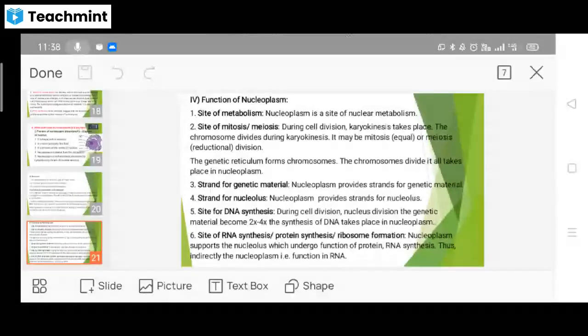During cell division, the chromosomes divide during karyokinesis, and it may be mitosis or meiosis. That is, equal divisions take place or reduction divisions take place. So this nucleoplasm provides the site for mitosis as well as meiosis. The genetic reticulum forms the chromosomes, and the chromosome division takes place in the nucleoplasm.